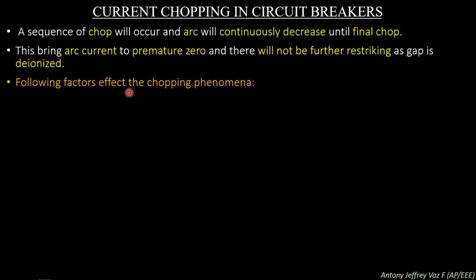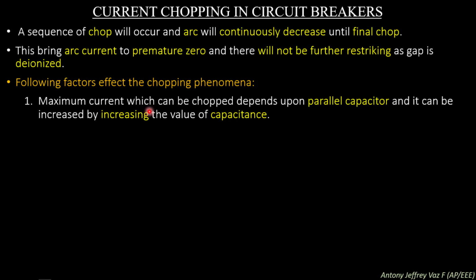The following factors affect the chopping phenomena. The maximum current which can be chopped depends upon the parallel capacitor, and it can be increased by increasing the value of capacitance. So the chopping phenomena depends upon the capacitance present across the circuit breaker contacts. This capacitance decides the chopping time and the chopping frequency of the circuit breaker.